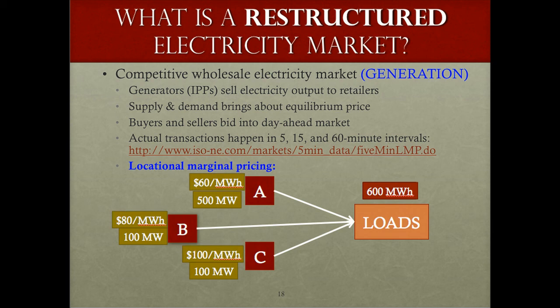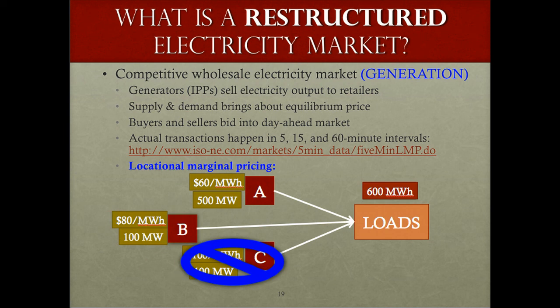Well, the answer depends on how much it costs for each generator to operate. Let's say it costs generator A $60 per megawatt hour of electricity it generates, $80 per megawatt hour for generator B, and $100 per megawatt hour for generator C. The market will select the lowest cost generators first, so generator A will operate first because it is cheapest, and then generator B will operate to make up the extra electricity demanded. Generator C will not operate because it is the most expensive and it is not needed to meet the demand.